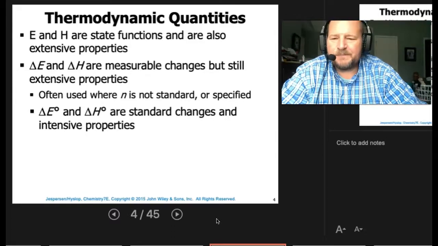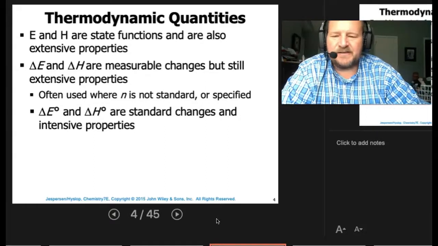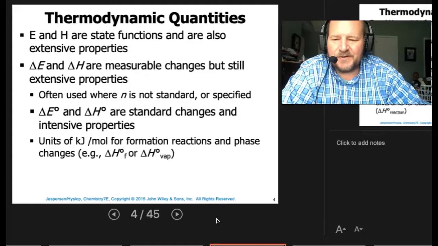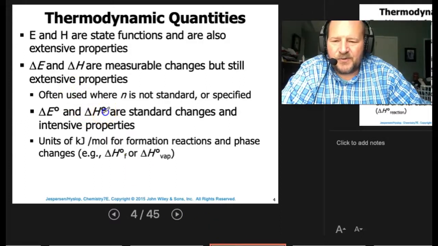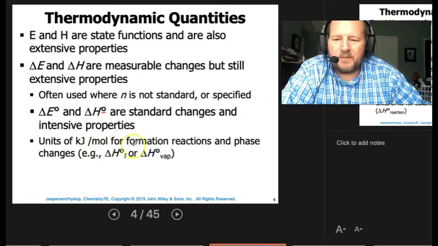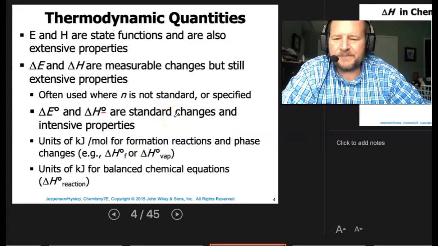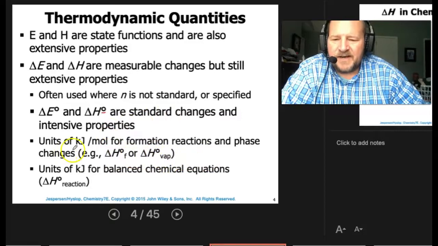Now n is the number of moles. So delta E prime and delta H prime, or, we like to say, delta E sub naught, delta E naught and delta H naught are standard changes and are intensive properties. So units of kJ per mole for formation reactions and phase changes, which is why we're going to use the naught or the prime. Okay, so what that's telling us is that's going to be per mole. That's going to take away that dependency in there. It's going to make them intensive properties. The units of kilojoules for balanced chemical reactions. Okay, so we're going to be in kilojoules per mole for formation reactions and phase changes.